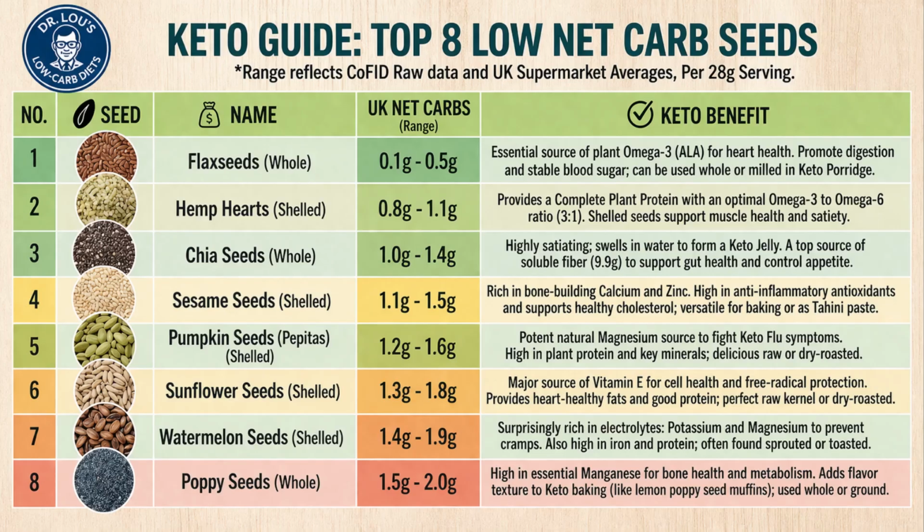And number 7, watermelon seeds, shelled, 1.4 grams to 1.9 grams. Now, let's have a look here. Surprisingly rich in electrolytes. Perfect to add to your porridge as well to promote what you're lacking if you don't want to take a supplement. So you can see here potassium and magnesium to prevent cramps. Also high in iron and protein, often found sprouted or toasted.